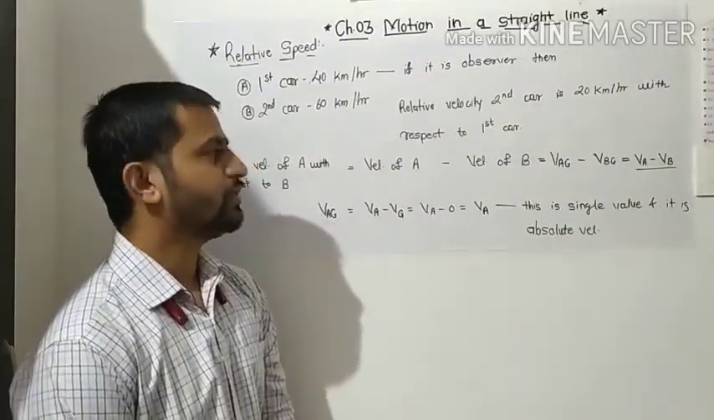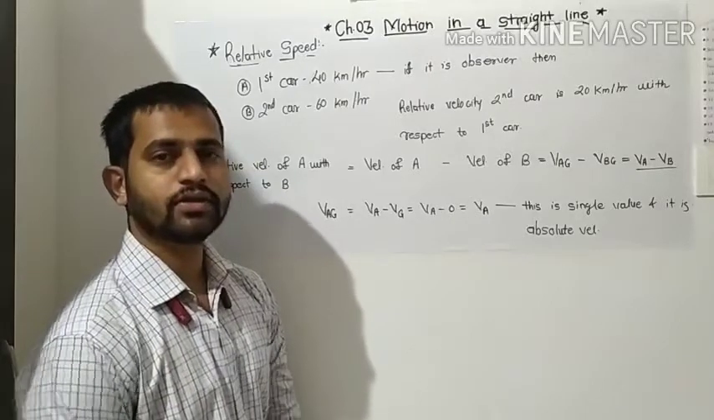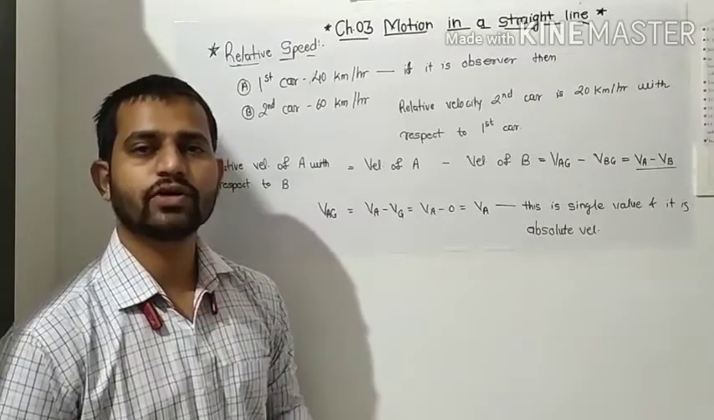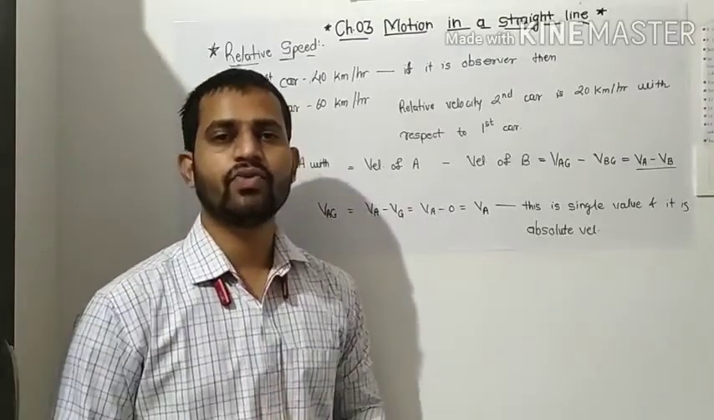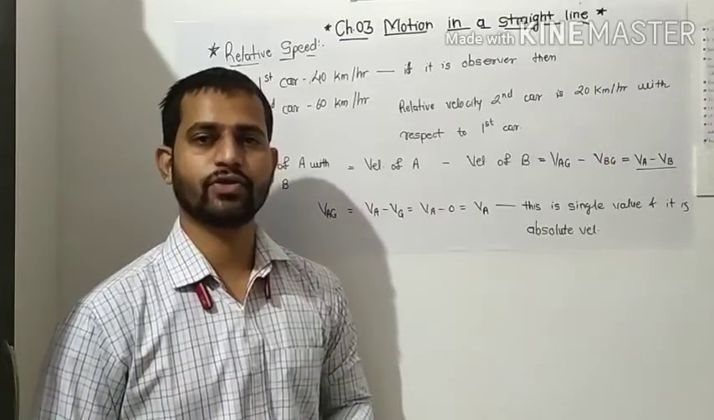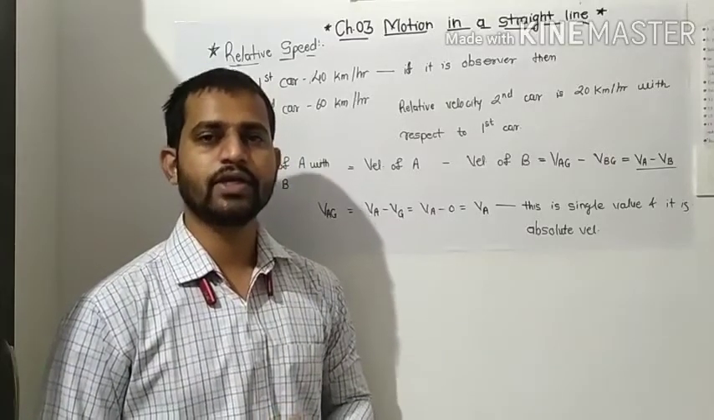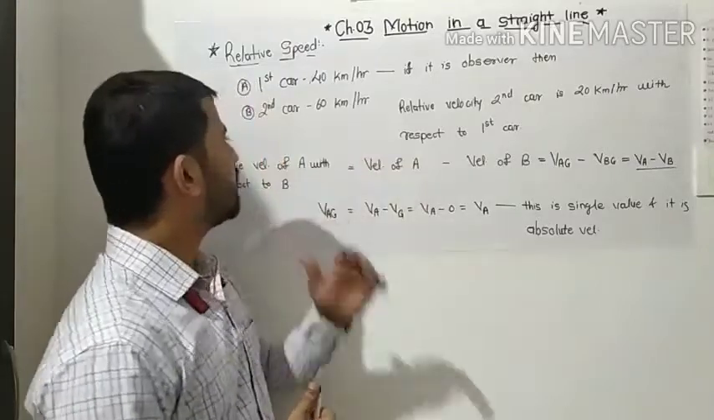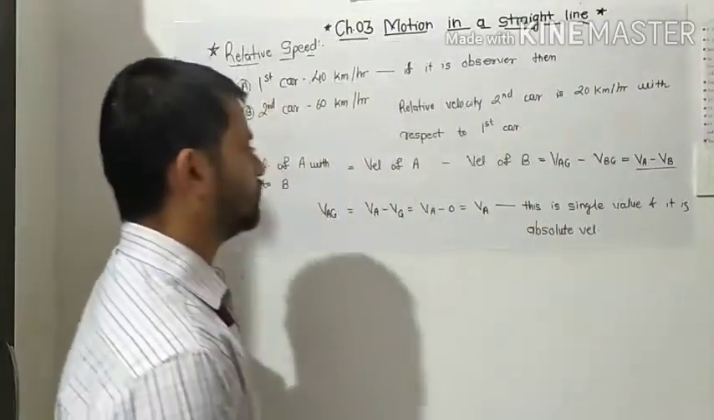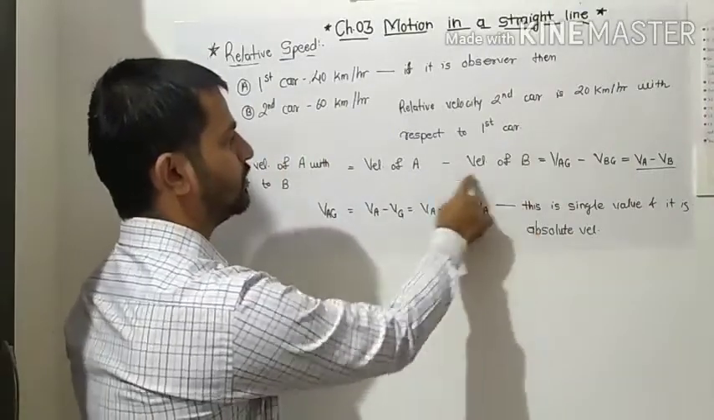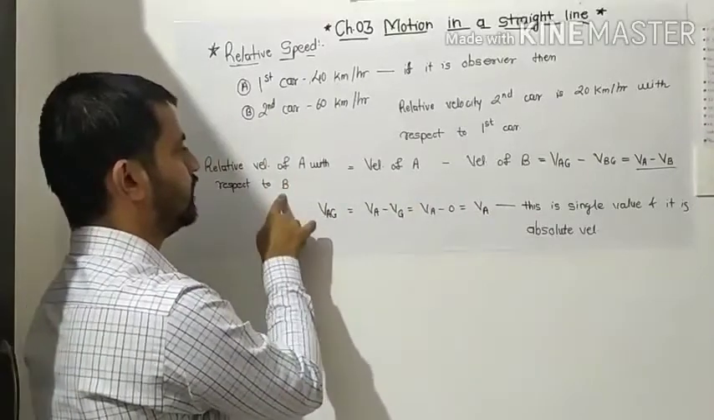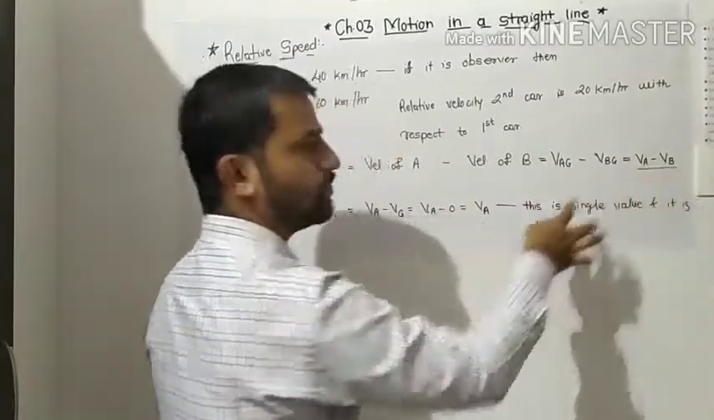Okay, so whatever the velocity of the body we have to consider, then in that case we first have to conclude which one is the mover and which one is the observer, and accordingly we have to write down the relative velocity of that particular body. Okay, suppose in the second car, if one passenger is there. So remember this formula for the relative velocity, that relative velocity of A with respect to B is equal to VA minus VB.